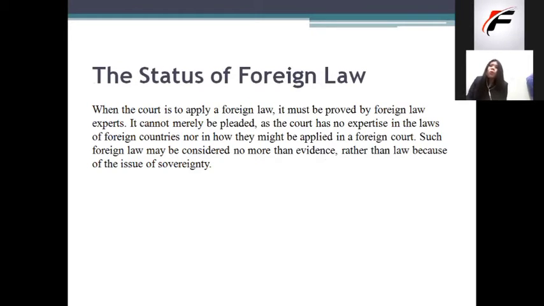So, when a court applies the foreign law, it must be proved by a foreign law expert, because if the law they use cannot be applied in the foreign court, it is no use. It may be considered no more than evidence rather than law because of the issue of sovereignty.